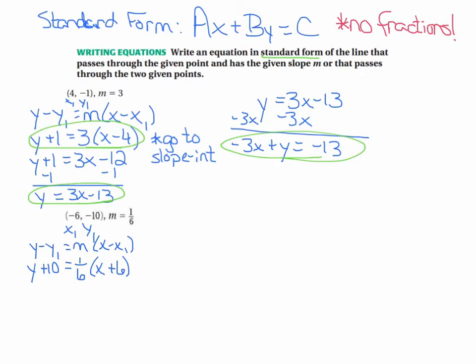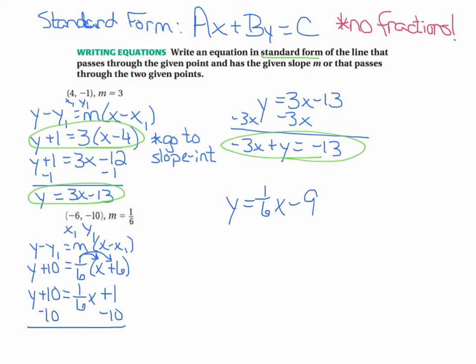Now we want to go to slope-intercept form. So we're going to distribute the 1/6. We get y plus 10 equals 1/6 of x is just 1/6x. What is 1/6 times 6? 1/6 times 6 is 1, right? Okay. Then I'm going to subtract 10 from both sides. And I end up with, and I'm going to write it over here, y equals 1/6x minus 9.